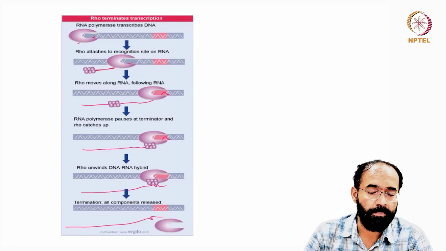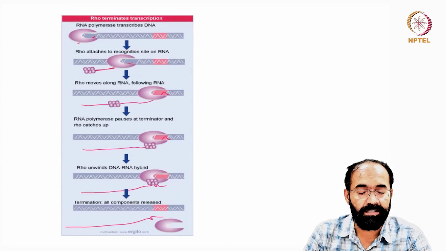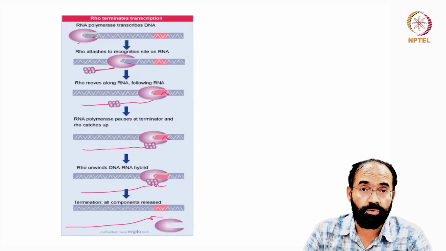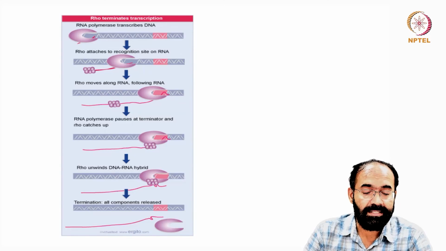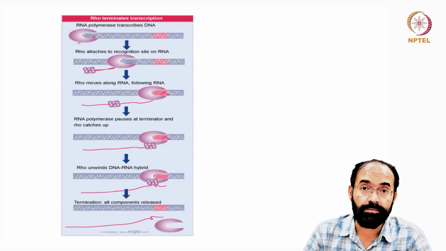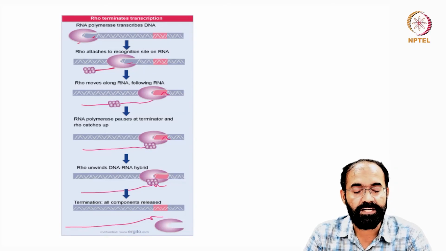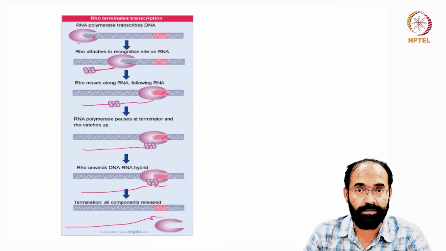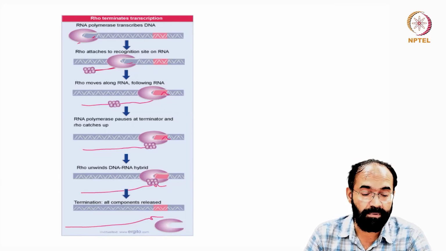So you can see here this rho dependent termination. Whenever this RNA molecule has come to the rho utilization region, the rho protein binds onto the RNA. This again causes a mechanical stress, because a protein is bound onto the RNA and the rho moves along the RNA, following this newly growing RNA chain, and the RNA polymerase pauses at the terminator sequence, and the rho can easily catch up onto that RNA and it binds stably.